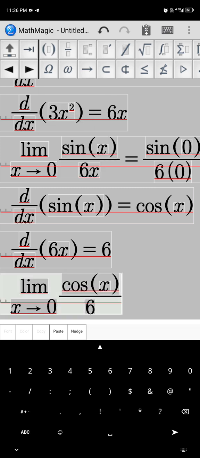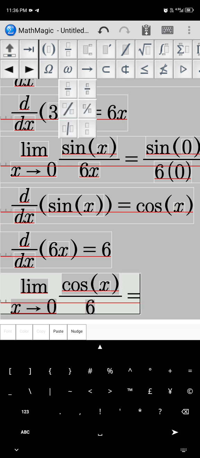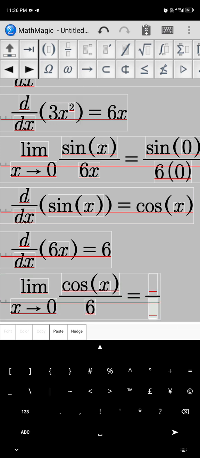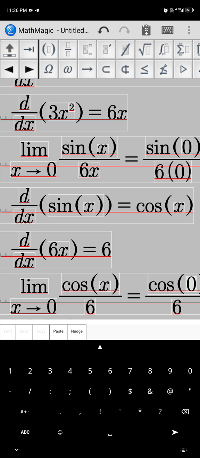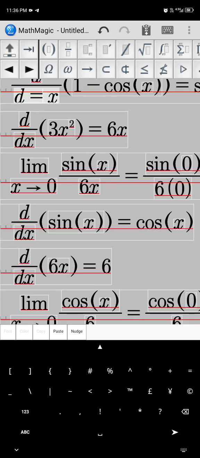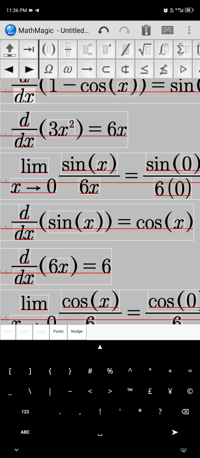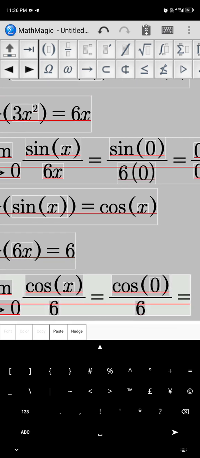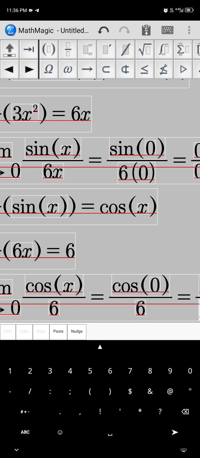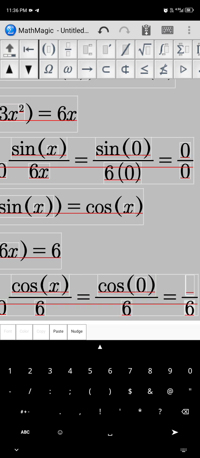Then we can now apply our 0. So that will be cos 0 over 6, and we already know that cos 0 is 1. So that will be equal to 1 over 6. All right, so that's the solution to the question.